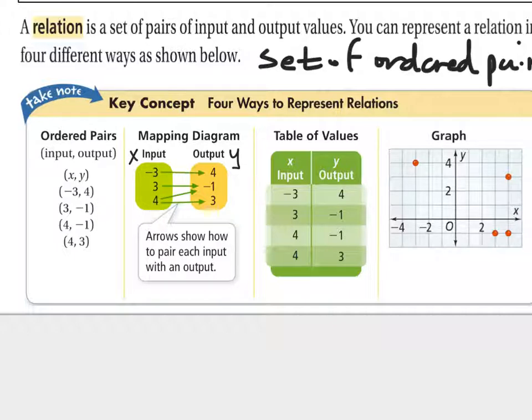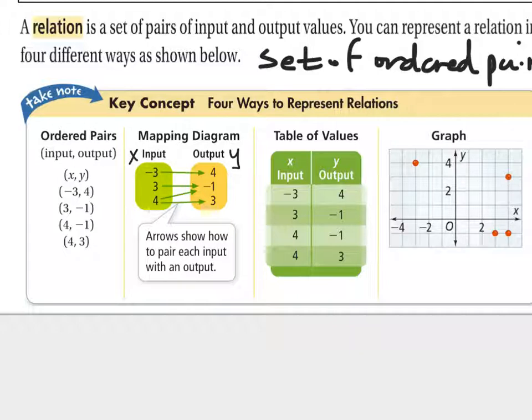Then for the y values, we have 4, negative 1, and 3. Over here they put the y values in the circle: 4, then negative 1, and then 3. Again, they don't repeat. Now, you'll notice the arrows show you how to pair up each input and each output. So negative 3 goes with the number 4. Negative 3 has an arrow going from negative 3 to 4. That's how you tell. 3 is with negative 1, so 3 has an arrow pointing at negative 1. 4 has 2 numbers. It has negative 1 and positive 3. So 4 has an arrow going to negative 1 and an arrow to positive 3.